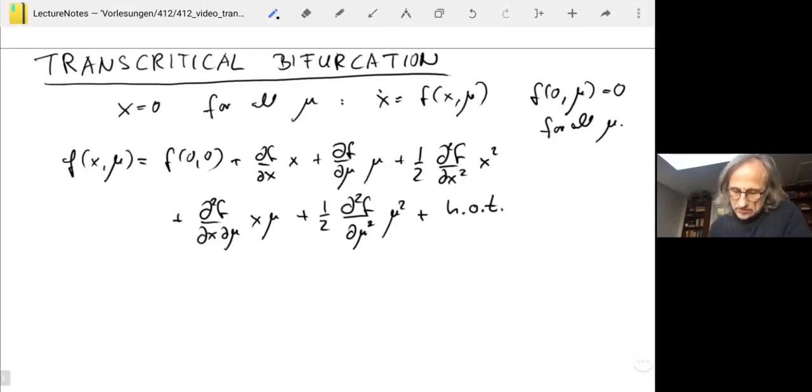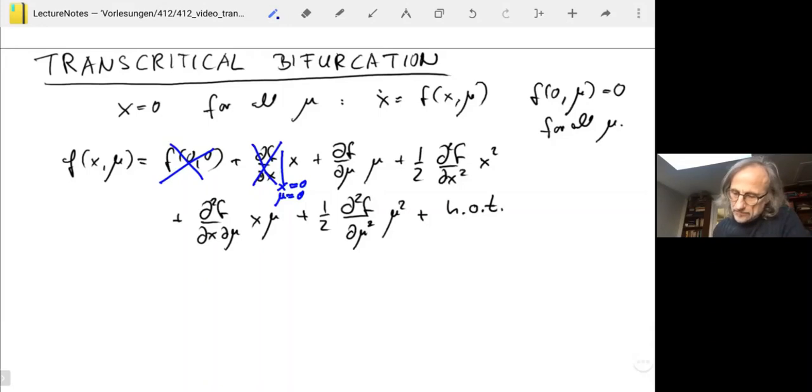Okay, so which terms disappear here? Well, as before, we are at a fixed point, so this term is not there. Then we also assume that x equals 0 and mu equals 0 is a bifurcation. So this term, which again is always evaluated at x equals 0 and mu equals 0, vanishes. And now, how about the others?